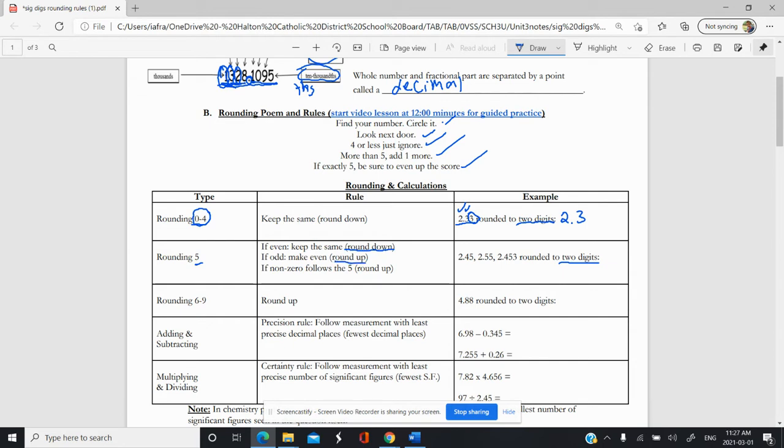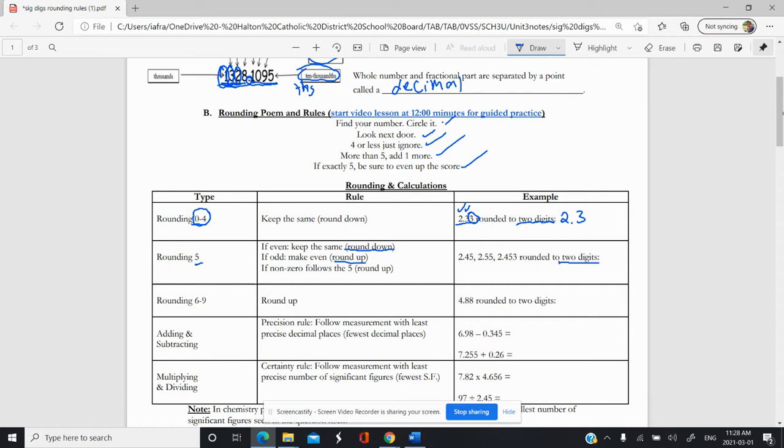Because if we only went one direction, up every time, we'd be rounding up more than we'd be rounding down. So what we do is we come up with a system to make sure it's a nice even round up, round down situation. Otherwise, we're rounding up too often. If it's a non-zero that follows the 5 as well, then you round up. So let me show you some examples.